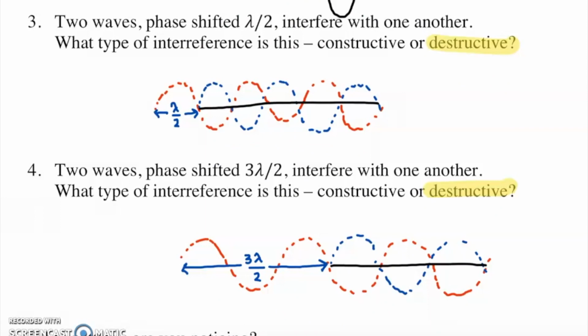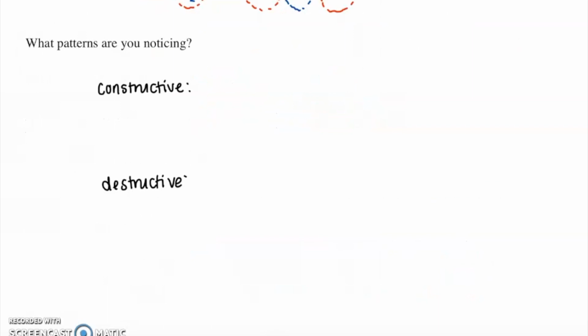Again, I first drew my red wave, and then I came over and drew my blue wave half a lambda away. Notice how it's exactly off. And so at every point, the top and the bottom will cancel to be nothing. You get a resultant wave that is, well, a flat line outlined in black. And same with number 4. When I've moved my blue wave over, a phase difference of 3 lambda over 2, or 1.5 wavelengths, I again get destructive interference. So you should start to be noticing some patterns.